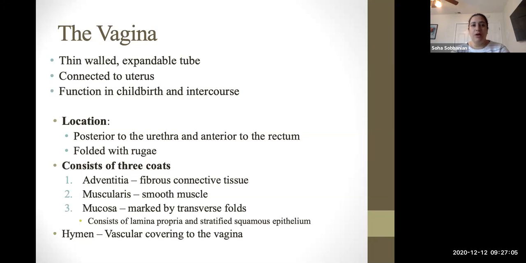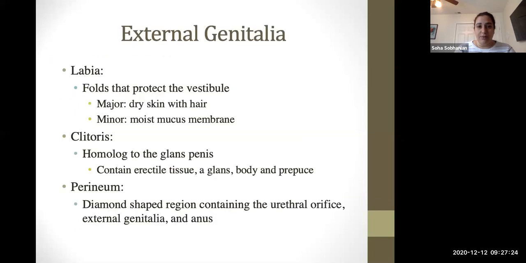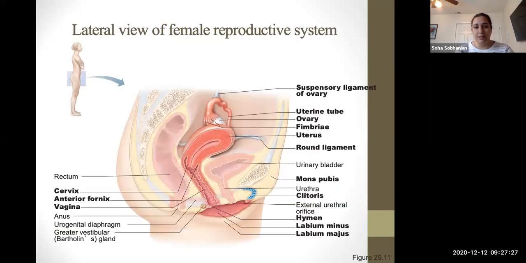All right. The vagina is a muscular tissue. Again, it has the ability to extend in terms of size. It is also used during childbirth as well as intercourse, which is logical. It is sitting posterior to the urethra, but anterior to the rectum. If you look at the female reproductive system, here is your bladder, here is the urethra, and then here is the uterus, cervix, and then vagina. And in the back, you have the rectum.